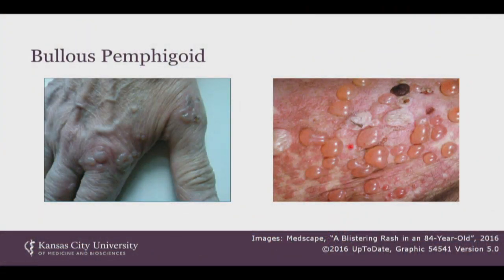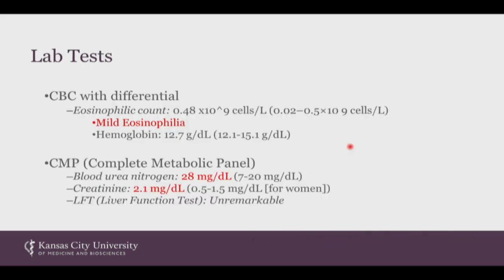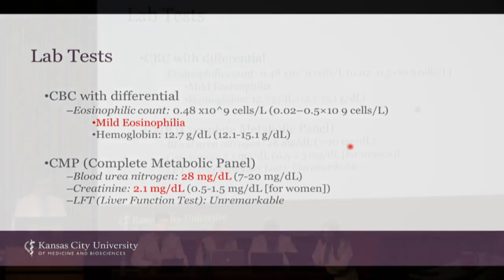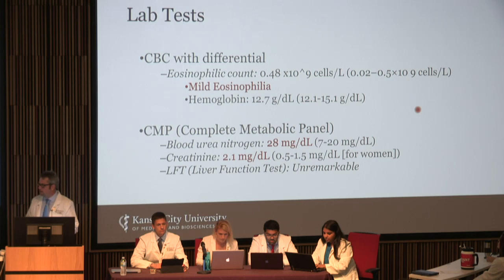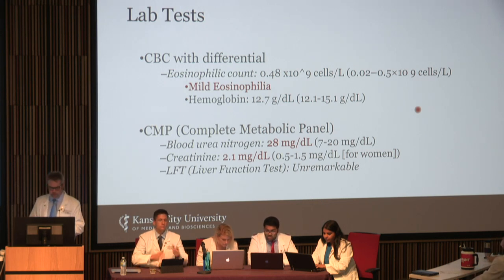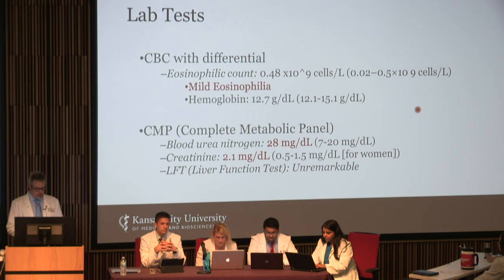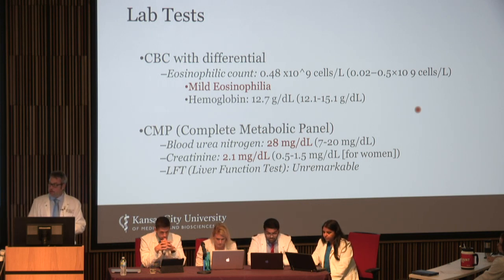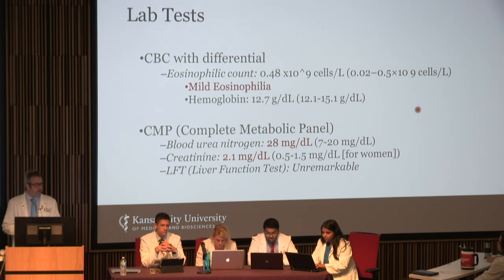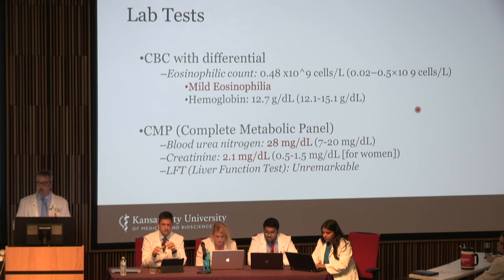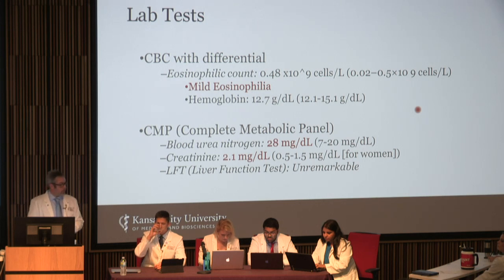So with our differential diagnosis complete, we can begin to order lab tests centered around our differentials. The first one we decide to run is a complete blood count with a differential. This reveals an elevated eosinophil count versus a reference range, bordering on mild eosinophilia. Our hemoglobin level is 12.7 grams per deciliter. We also ordered a complete metabolic panel, which revealed a blood urea nitrogen of 28 milligrams per deciliter, as well as a creatinine value of 2.1 milligrams per deciliter. Both of these are confirmatory of her past medical history of chronic renal insufficiency.